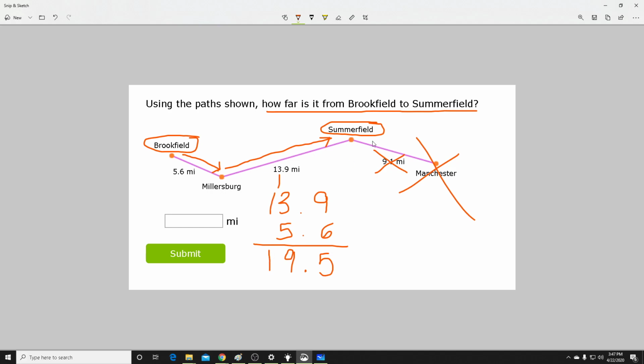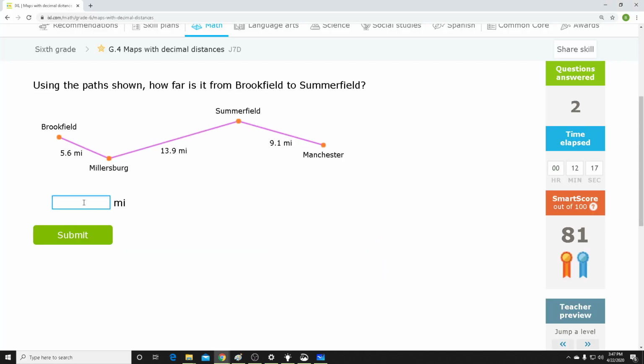Okay, and I'm checking my answer. Does it make sense? I know 13 plus 5 is 18. I know 0.9 plus 0.6 would be 1.5. 18 plus 1.5, 19.5 miles. So let's try it out.